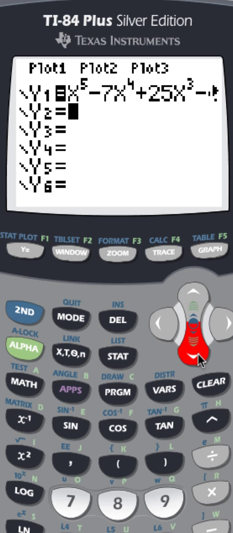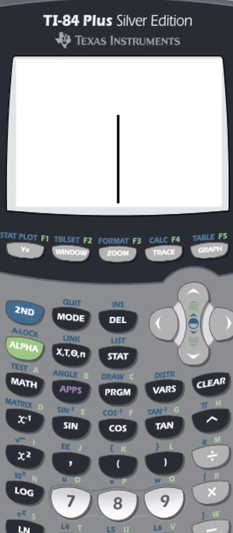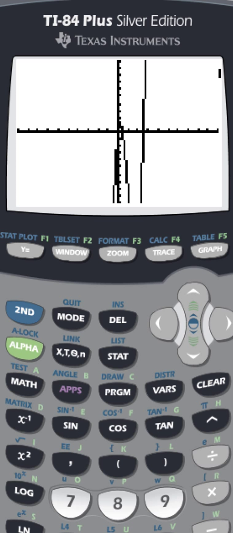One of the things that we're going to do is start off by looking at our standard viewing window, zoom 6, to see if there's anything in there we can see. Ooh, yeah. We can see a whole bunch of stuff. Now I can definitely see where it kind of goes up. I don't know where it comes back down, and then somewhere it's going back up.